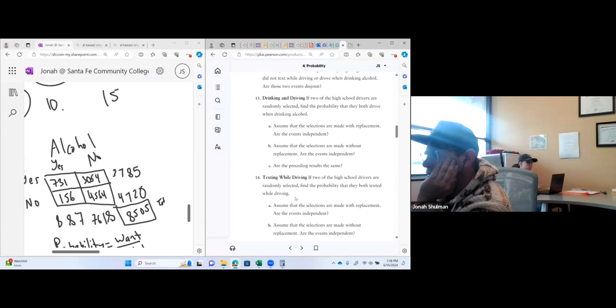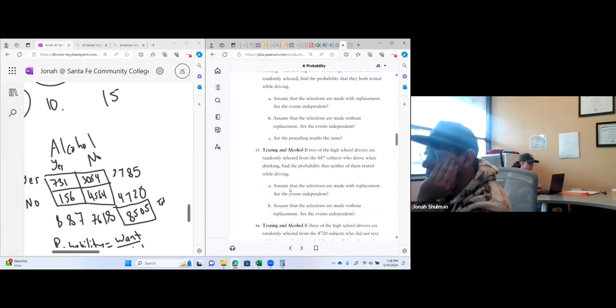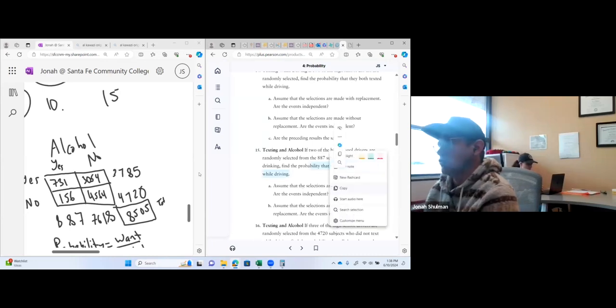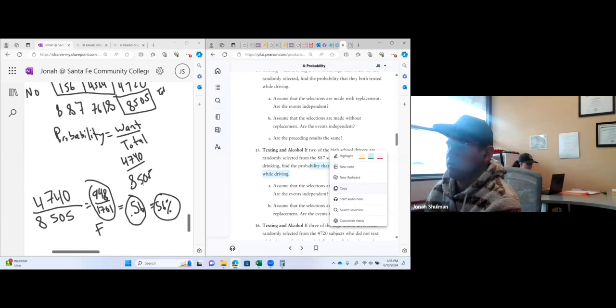Find the probability that neither of them texted while driving. Sorry, my email keeps buzzing. So this is a tough one. We finally hit one that's kind of crazy.